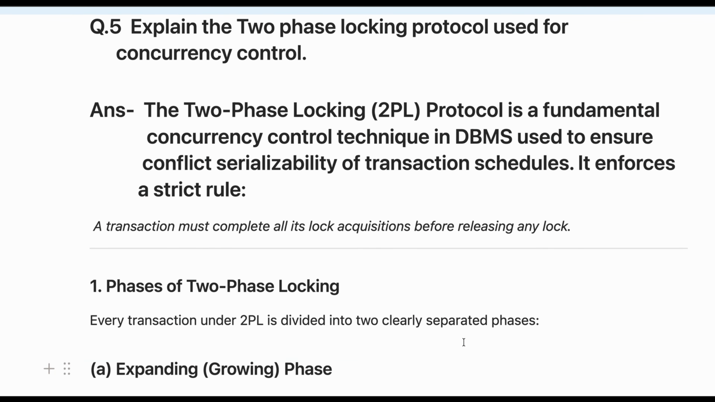In this video, we will understand the two-phase locking protocol, also called 2PL, which is a very important concurrency control technique in DBMS. So let's start with the definition. Two-phase locking is used to ensure conflict serializability of transactions. It follows one main rule: a transaction must acquire all its locks before releasing any lock. Now let us understand the two phases.